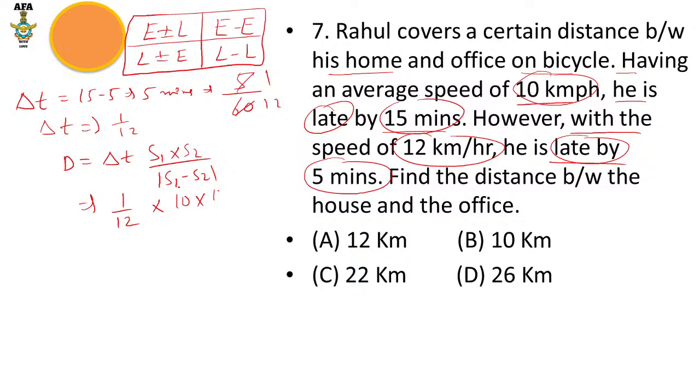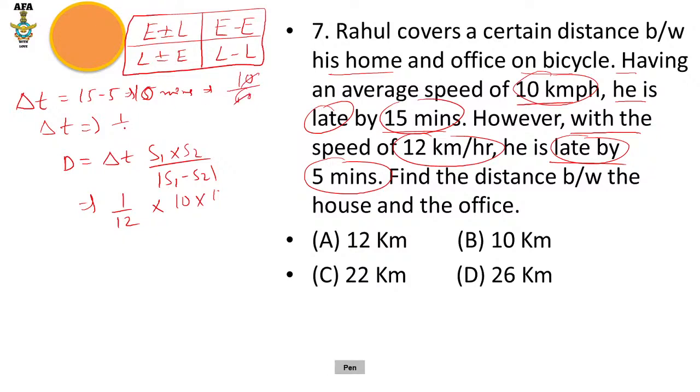I'm sorry, there is some mistake here. 15 minus 5 will be 10 minutes. It will be 10 minutes. So 10 minutes, what can I do with it? 10 by 60, that will be equal to 1 by 6.